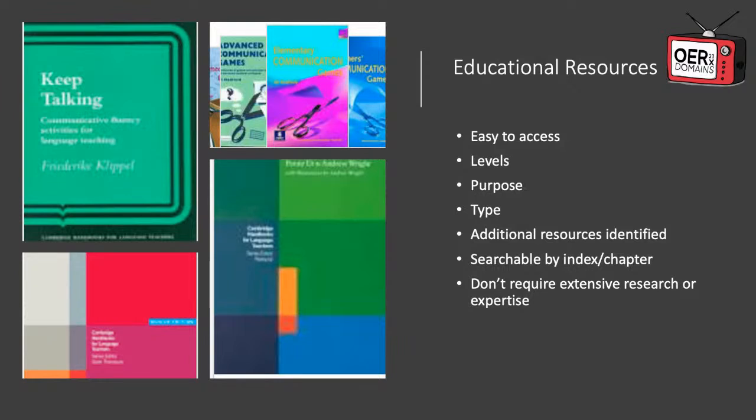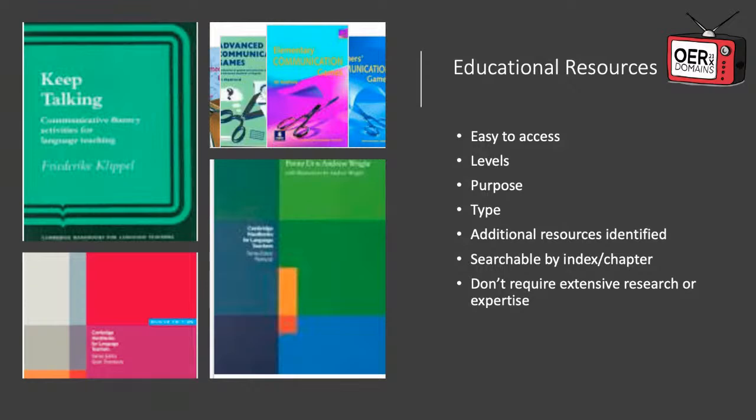I found that they identified the additional resources you needed, and any materials you needed were probably included. They told you what level of English acquisition the activity was aimed at. It told you what the purpose was. Was it to practice the present perfect? They were searchable by index and chapter, and they didn't require a lot of extensive research or expertise to be able to use them.